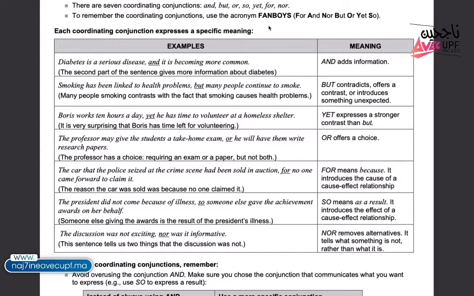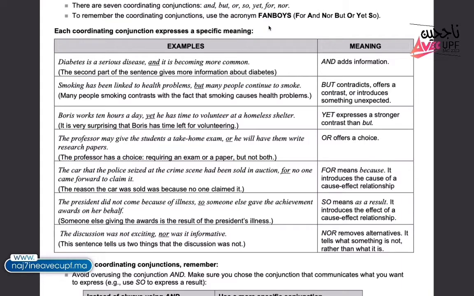Point 5, which is for. The car that the police seized at the crime scene had been sold in an auction for no reason. For means because.